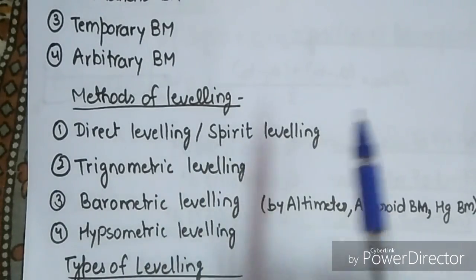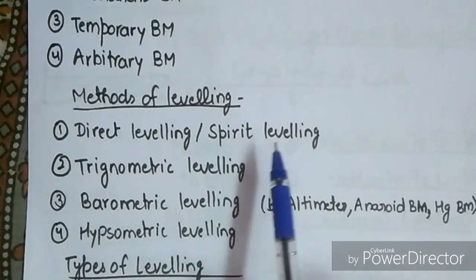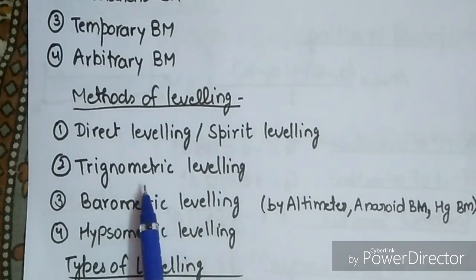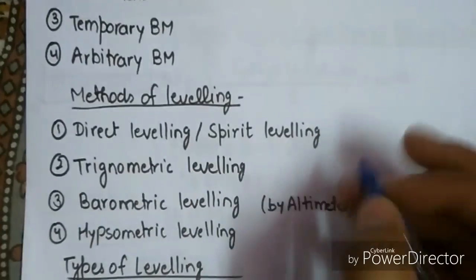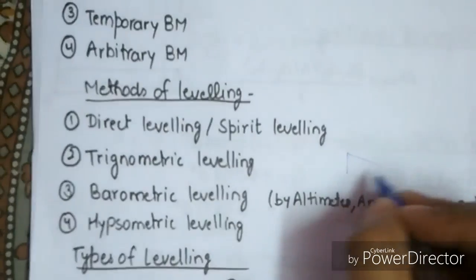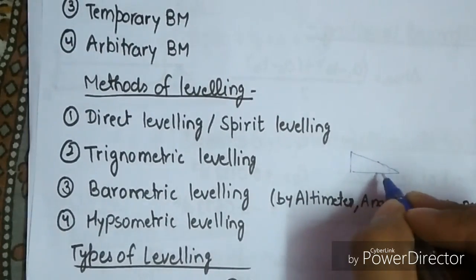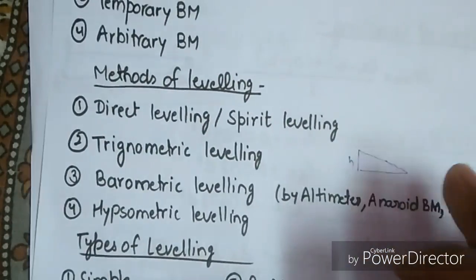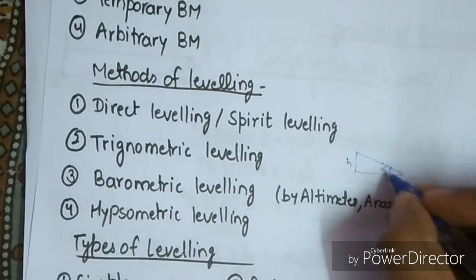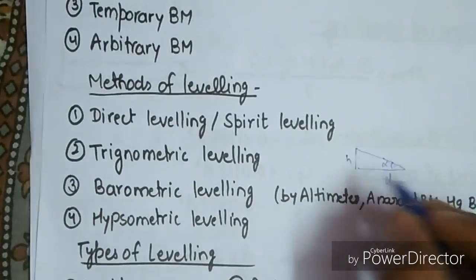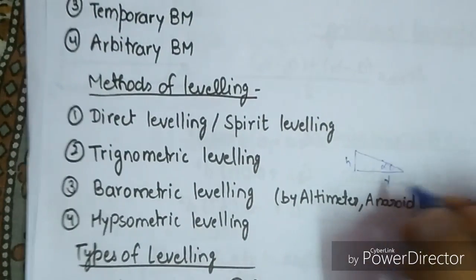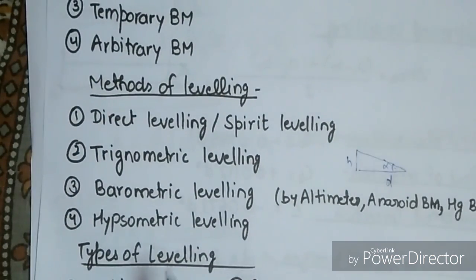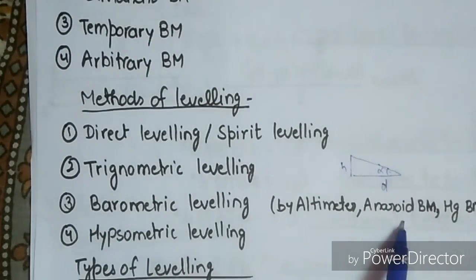Direct leveling is a normal leveling which we perform with the leveling instrument. Trigonometric leveling is done by the method of Pythagoras theorem. Okay, like this one, leveling is performed. We know the height and we take the angle alpha, and this distance d. We take the value of h. We can determine it. Barometric leveling is done by altimeter, aneroid barometer, or mercury barometer.